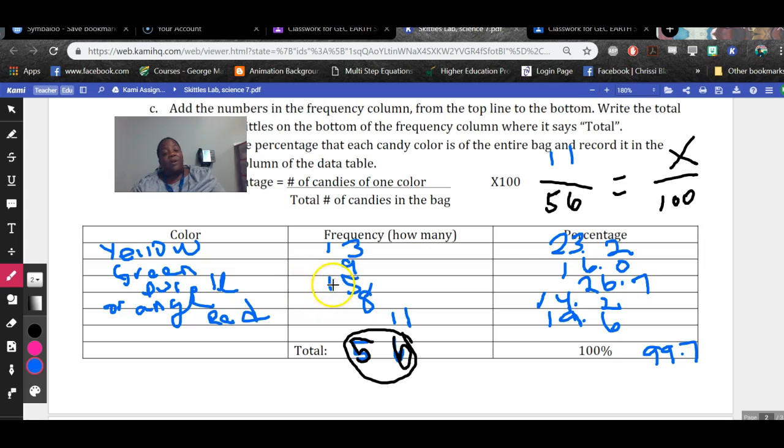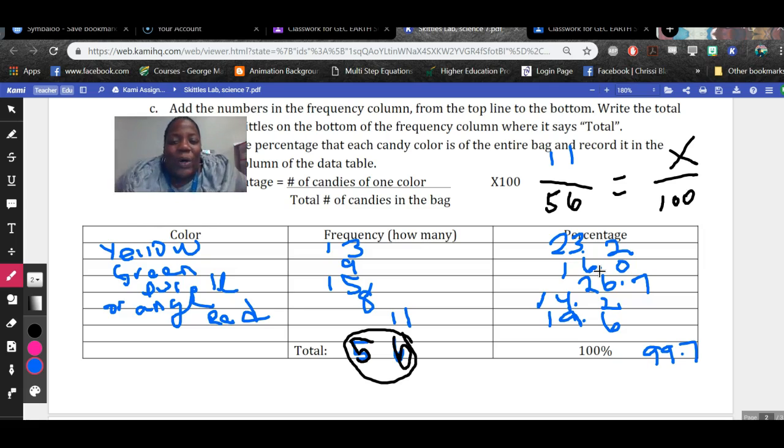I had 15 purple Skittles in my bag, so that means 26.7% of my bag was purple Skittles. And then I had 8 orange ones, and that means 14.2% of my bag were orange Skittles, and I had 11 red, and that equaled 19.6% of my bag were red Skittles.